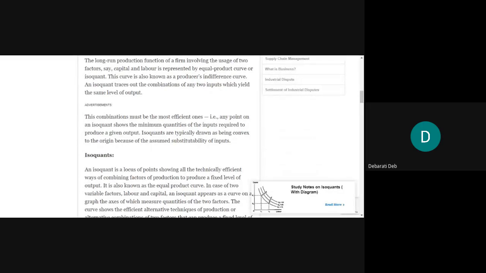So isoquants are typically drawn as being convex to the origin, just similar to the indifference curve in consumer behavior theory. This isoquant curve will also be convex to the origin because of the assumed substitutability of inputs. That concept is not a practical thing. Assuming substitution of the inputs is not a good thing to assume in production theory, because labor cannot be substituted with capital and capital cannot be substituted with labor. But for theory purposes, we will assume substitutability, and that is why the isoquant curve will also look convex to the origin.